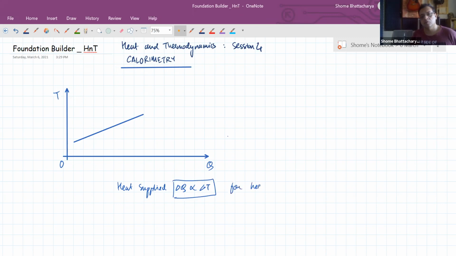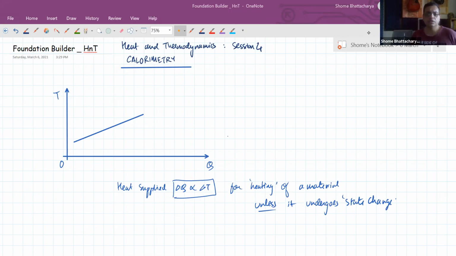For heating of a material, unless it undergoes state change. Now, today we'll also understand about state change. So unless it undergoes state change, this is the relationship between heat supplied and temperature change. And further, we had seen that this relationship was having an exact formula.